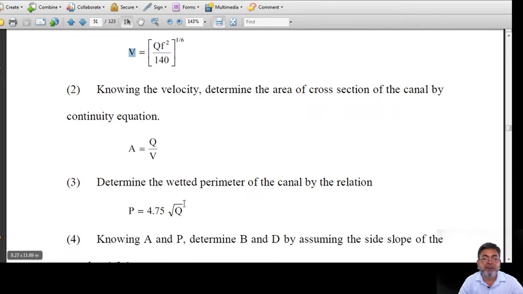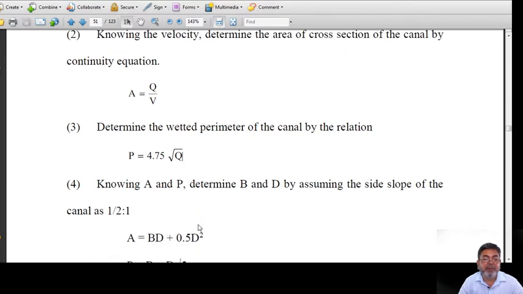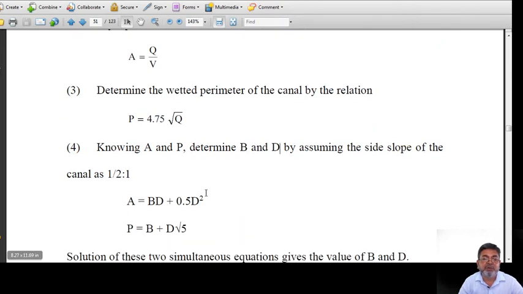After that, third step is to determine the wetted perimeter of the canal by the relation. From here you will get the numerical value of the wetted perimeter. Now knowing A and P, determine B and D by assuming side slope of canal as half is to 1. Here you see B and D you have to determine. In the earlier case D was to be assumed and then B was determined, but here there is no assumption. You have to calculate it by these two equations. Two unknowns are there, so two equations are there.